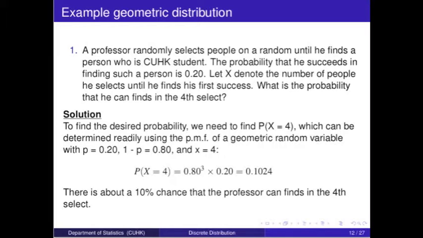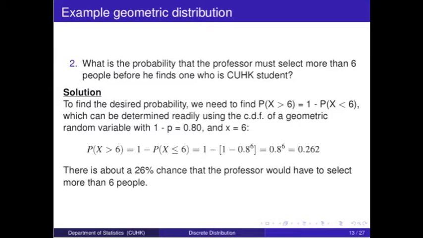It comes to the example. For the first one, suppose that a professor randomly selects a person on the street who is still a HK student. The probability of success is 0.2. What is the probability that he can find one in the fourth selection? To calculate the answer, we can use the PMF of a geometric random variable with p equals 0.2 and 1 minus p equals 0.8. And we get the answer that there is almost a 10% chance that the professor can find one in the fourth selection.